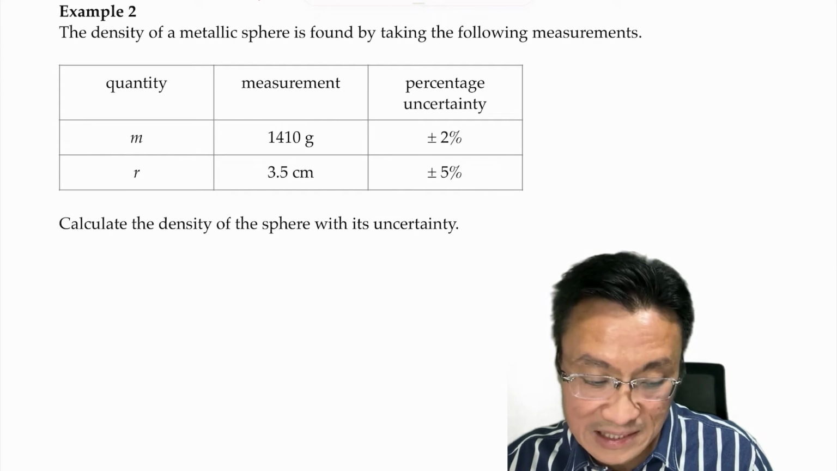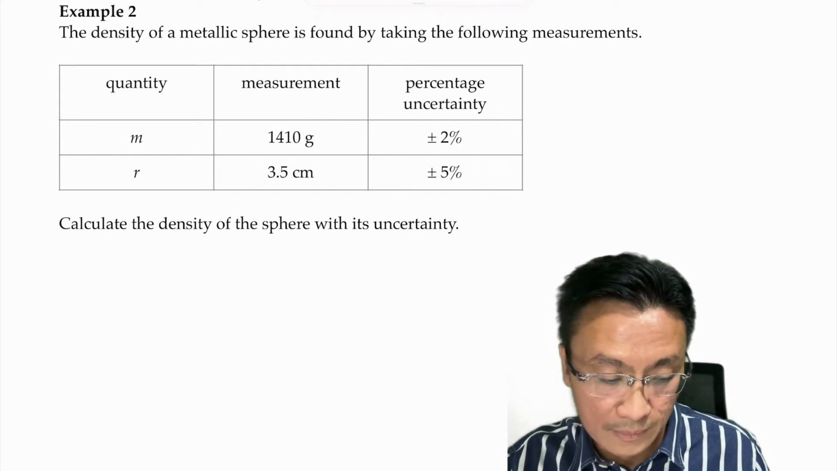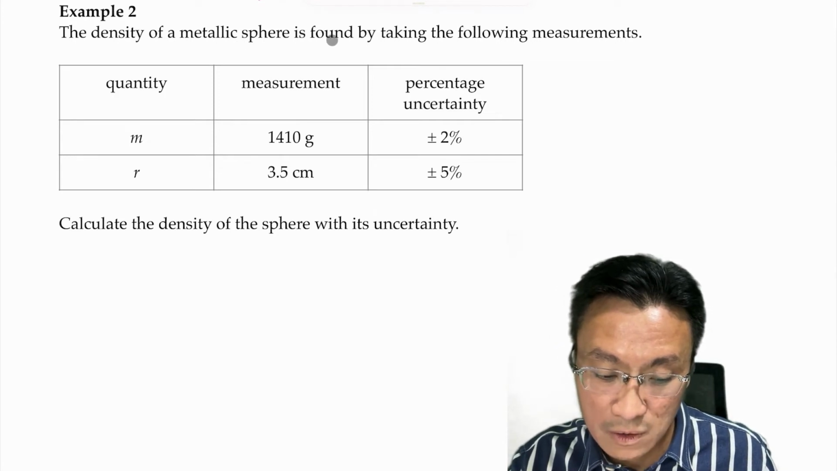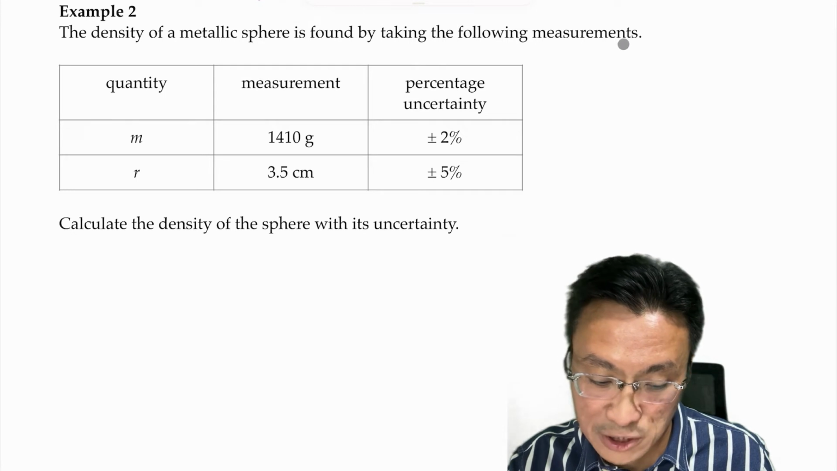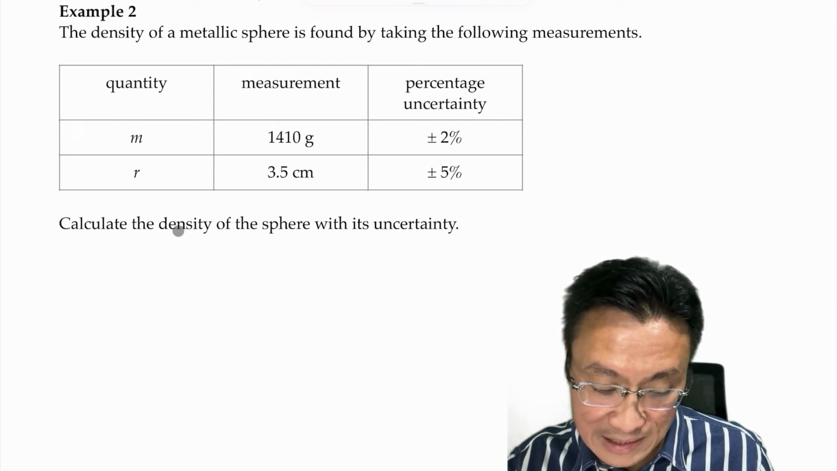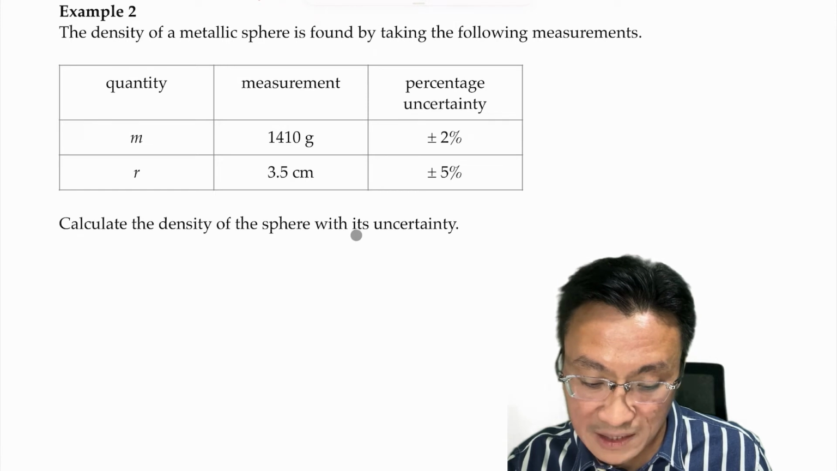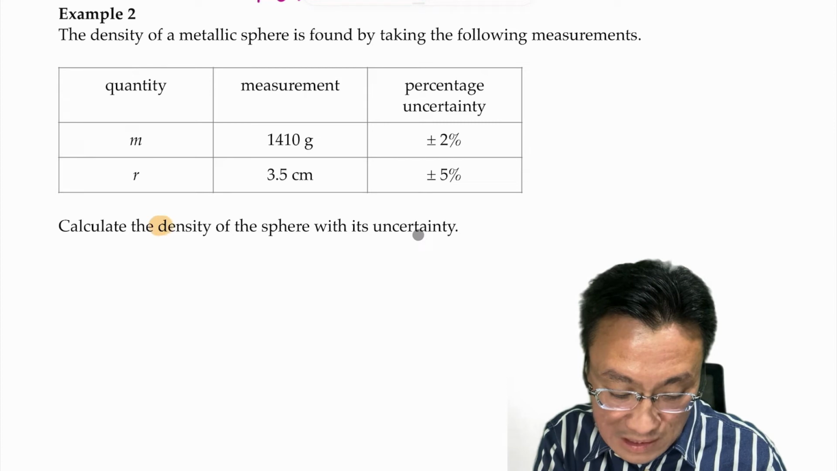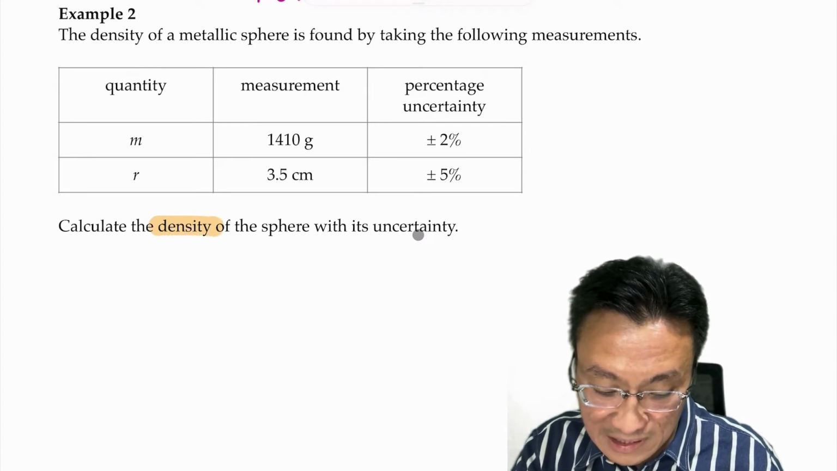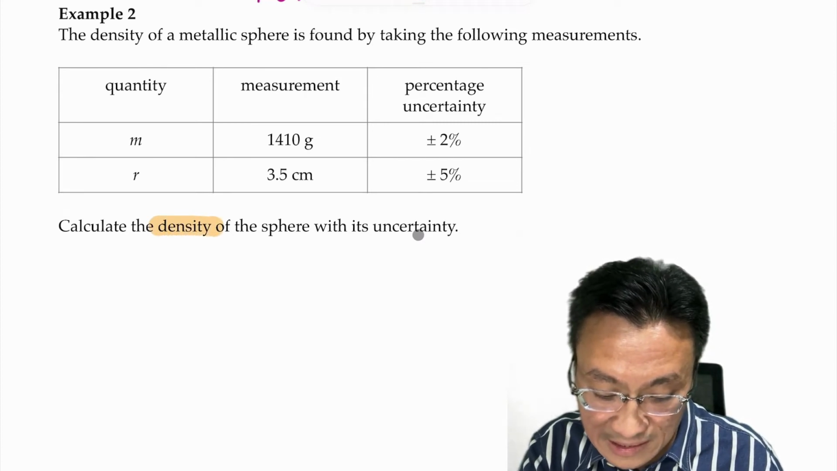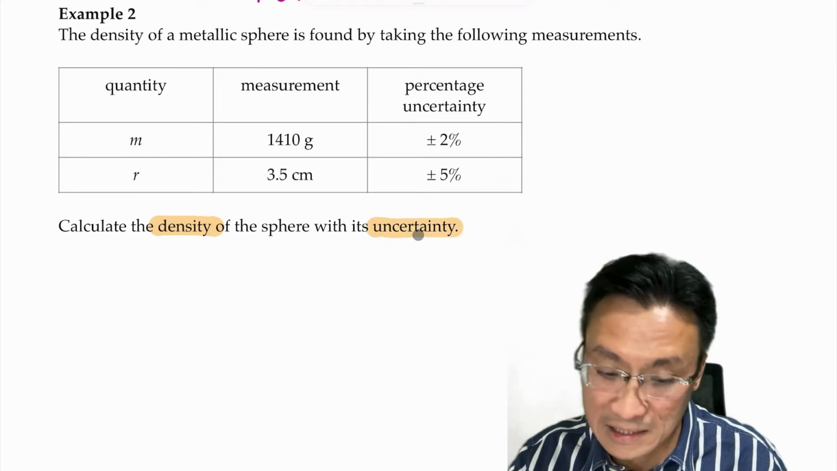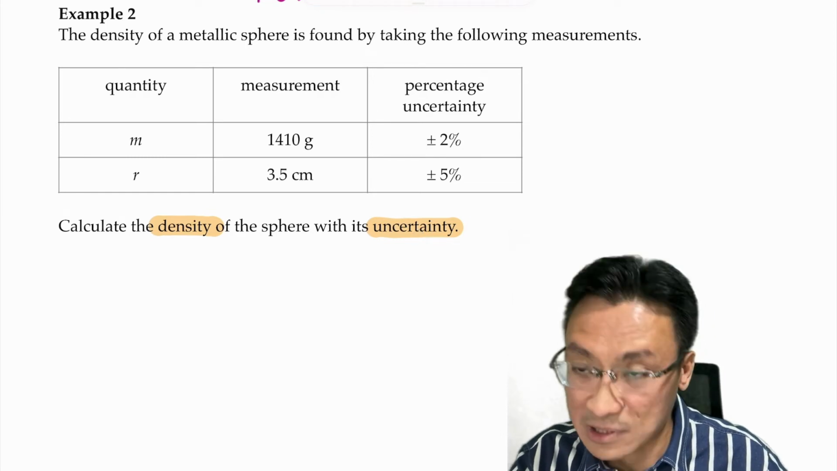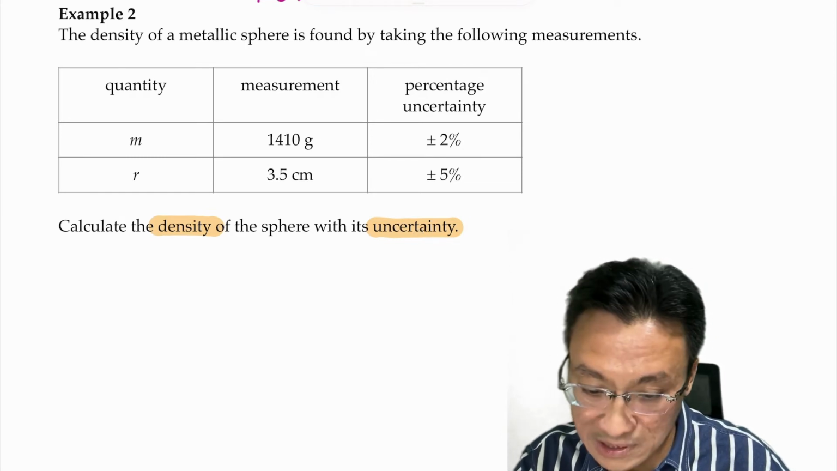Let's look at the second example. The density of a metallic sphere is found by taking the following measurements. Calculate the density of the sphere with its uncertainty. Again, you can see that there are two things I want to calculate. The first is the density of the sphere, and the second is the uncertainty. I will proceed to calculate the density first because that is always the most straightforward process.